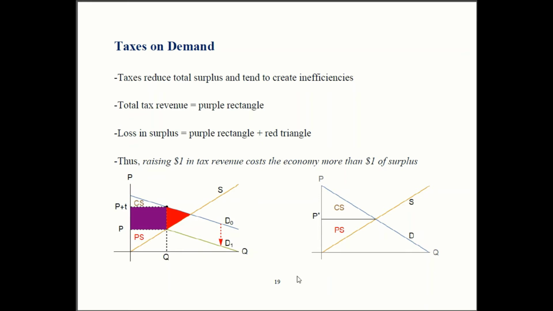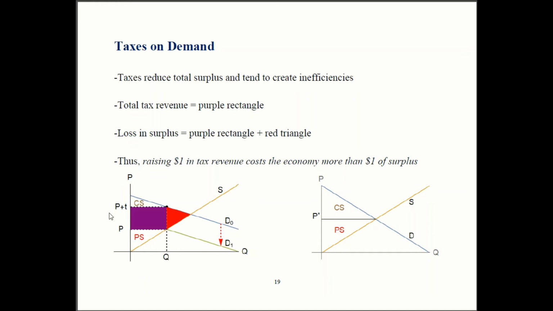So both consumer surplus and producer surplus went down. That means that total surplus went down. Now, part of the loss to consumers and producers went to the government. This purple rectangle here represents government revenue. I should say total government revenue.